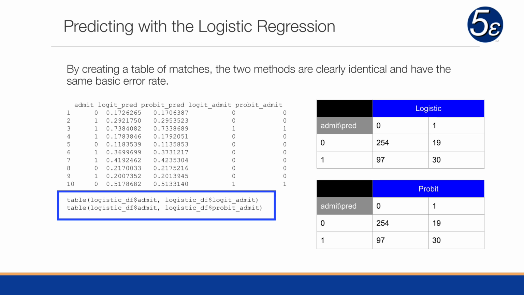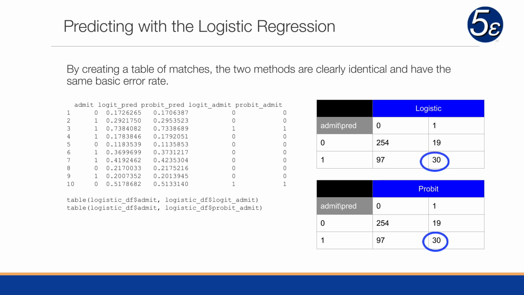was the actual a 0? And in this case, we see that 254 times that was correct. And when logistic predicted a 1, did the admit also predict a 1? And that was 30. Both the logistic and Probit models predicted the same number. But our error rates are based on the fact that 19 times we were wrong when the logistic predicted a 1 and the admit was a 0, and 97 times it predicted a 0 when the admit was a 1. Normally, we'll use percentages to determine the overall accuracy rate.